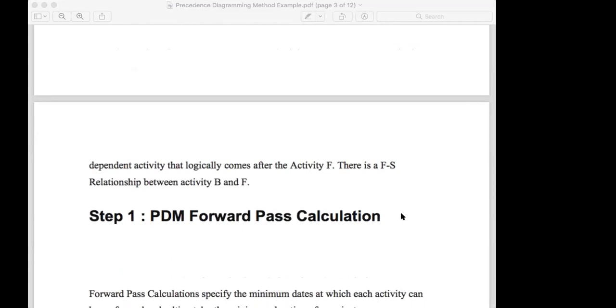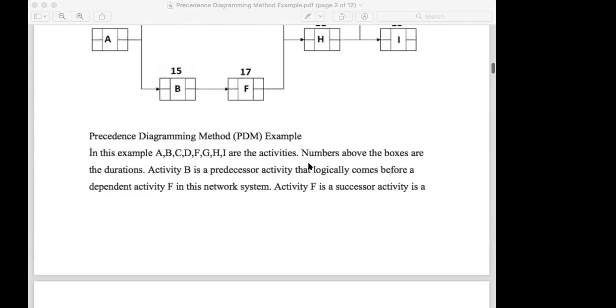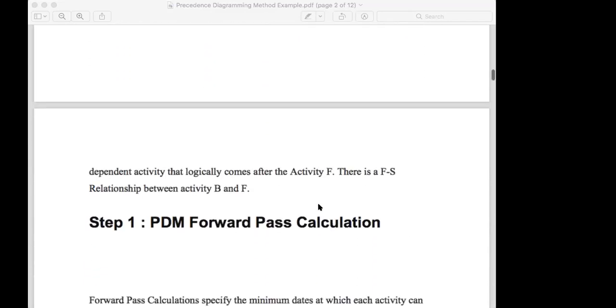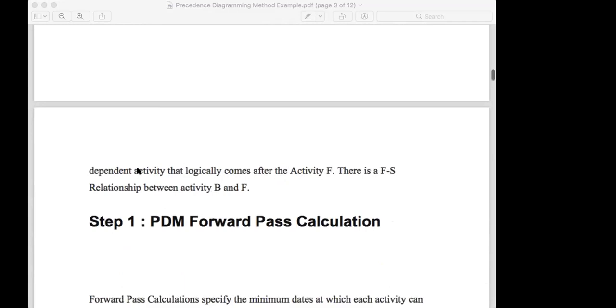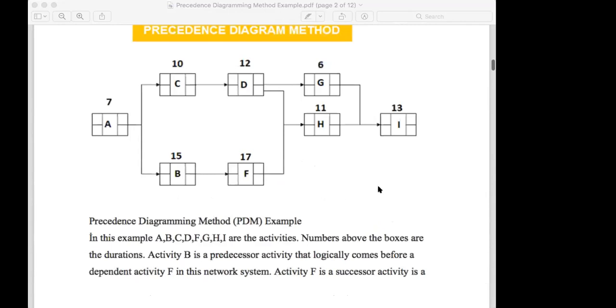So there is a FS relationship between activity B and F. What is the dependency of B and F? Finish to start. Finish to start. Without finishing the B activity, you can't start F. So it's about finishing. That's what it says. It's very clear. There is a FS relationship between activity B and F. Okay.